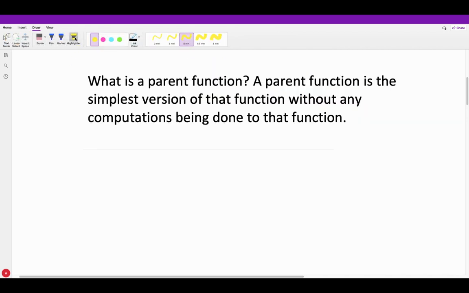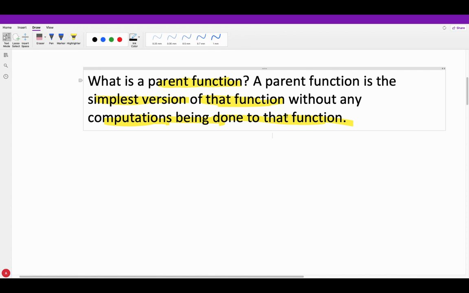All right, so now we're going to have to know what a parent function is first before we can talk about anything being done to it. So what is a parent function? A parent function is the simplest version of any given function, without any computations being done to it. That means no multiplication, no division, no powers, no addition or subtraction.